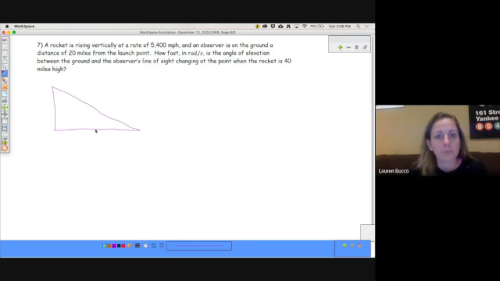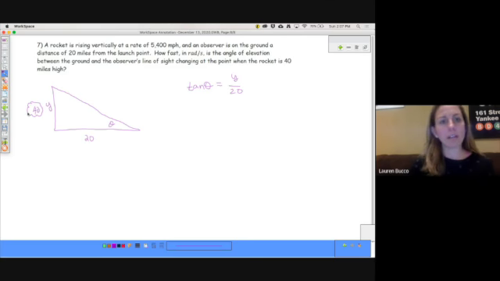So we know that he's 20 miles from the launch point, and that's the angle of elevation. Okay, so at this exact moment in time, the height is y, but at the exact moment we're talking about, y is going to be equal to 40. So this to me looks like a SOHCAHTOA problem actually. So I know the tangent of theta is equal to y over 20.